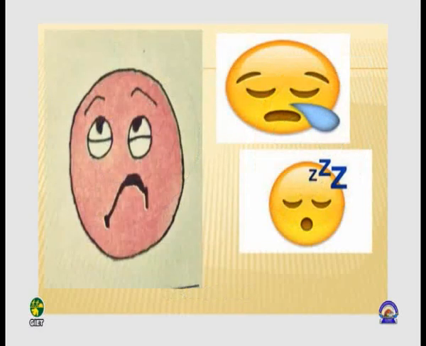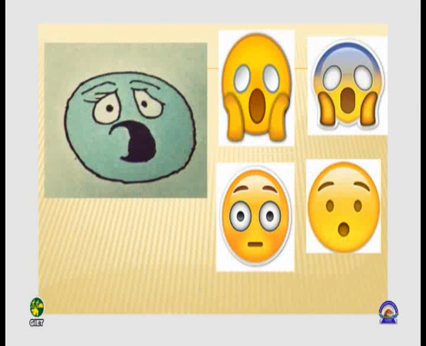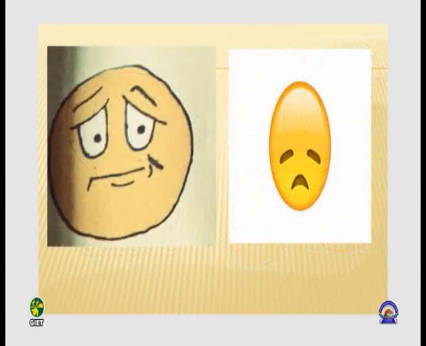What do you think about this smiley? Yes, it is bored. When we feel bored, we also use this smiley in WhatsApp also. Look at this picture. What do you think about this picture? Yes, it is surprised. We use these smileys in WhatsApp also. What do you think about this smiley? Yes, it is lonely. When we feel lonely, we use this smiley in WhatsApp also.